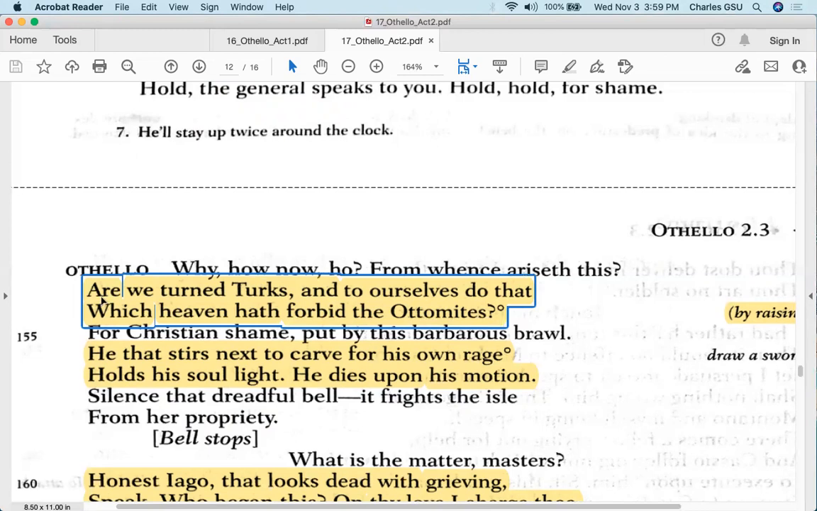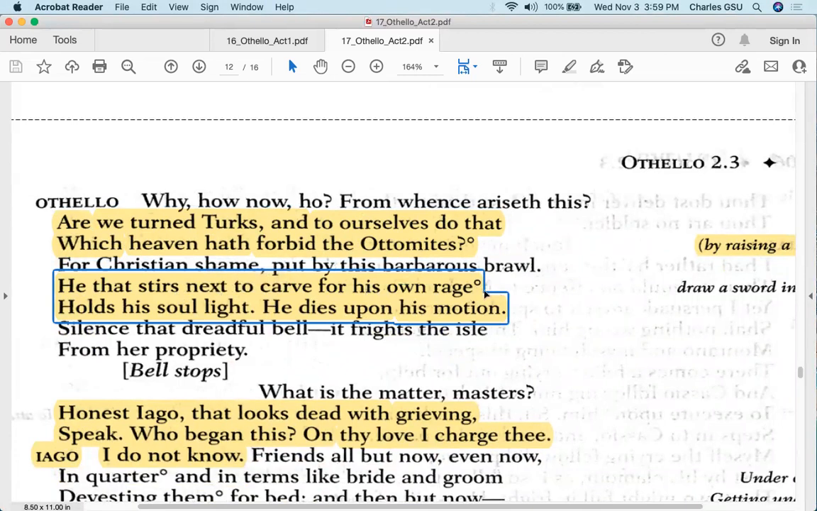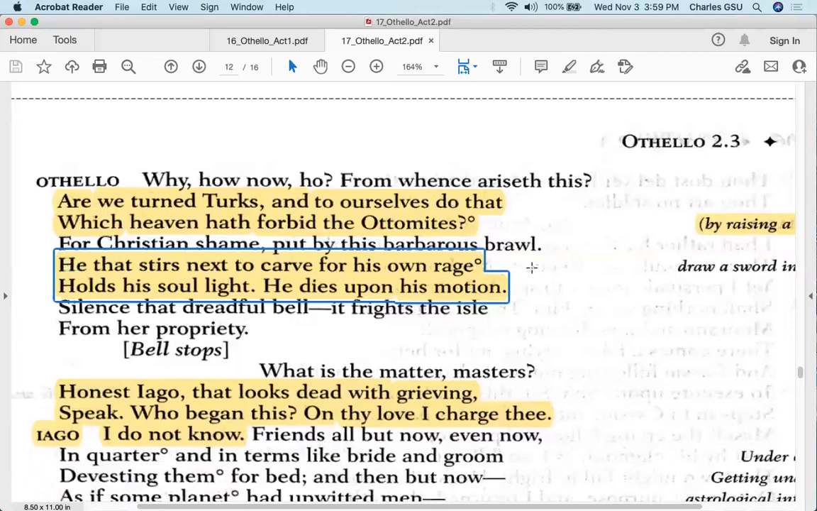And then Othello says, "I'll return Turks," meaning Turks are the barbaric ones, not Christians like ourselves. "To ourselves do that which heaven hath forbid the Ottomites." And then he's so angry, he says, "He that stirs next, or moves next, to carve for his own rage, holds his soul light. He dies upon his motion." In other words, the next person to move, I'm going to stab.